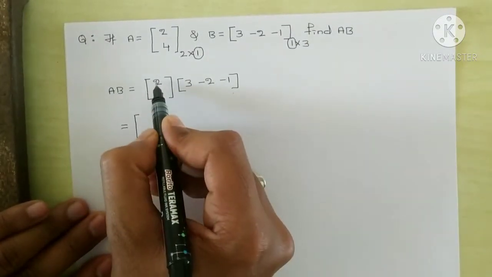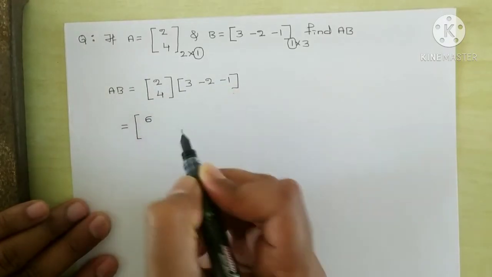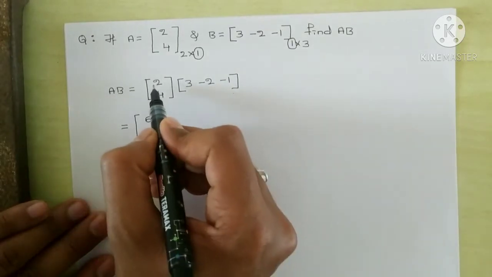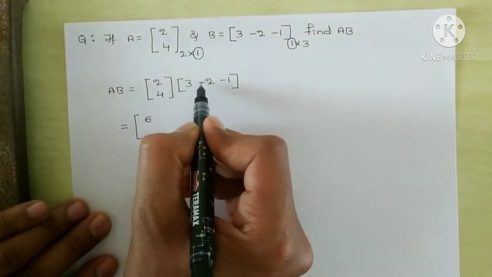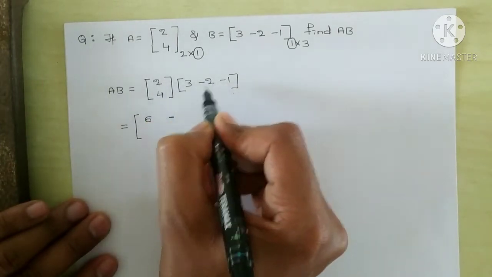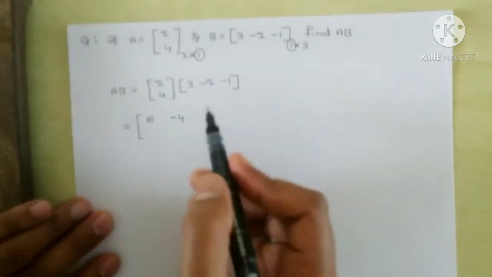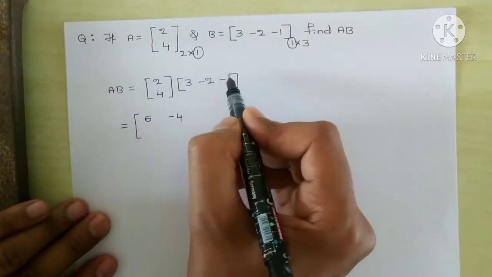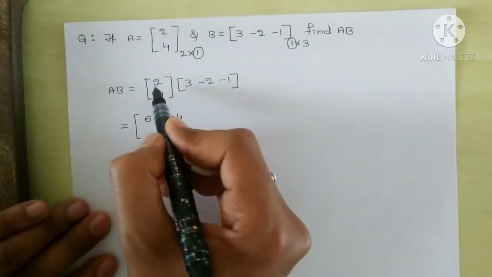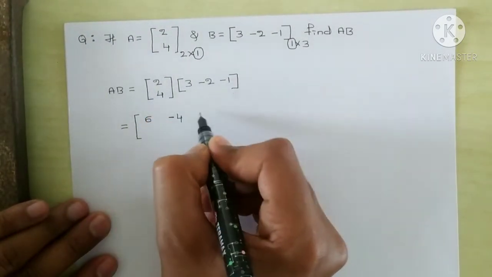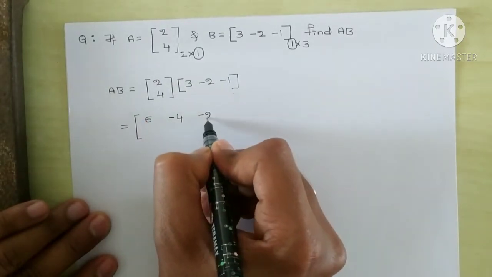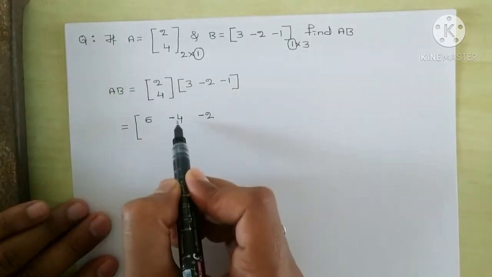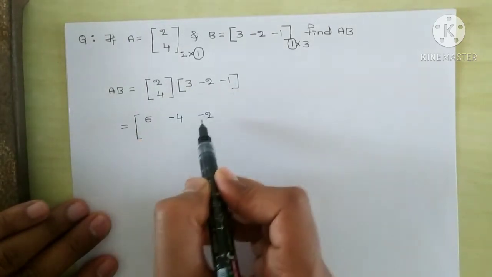So here 2 into 3, 6. Over. Again here don't write plus and minus because first row first column is over. Next, first row second column, plus into minus is minus, 2 into 2 is 4. Next, first row third column, 2 into minus 1, plus into minus is minus, 2 into 1 is 2.